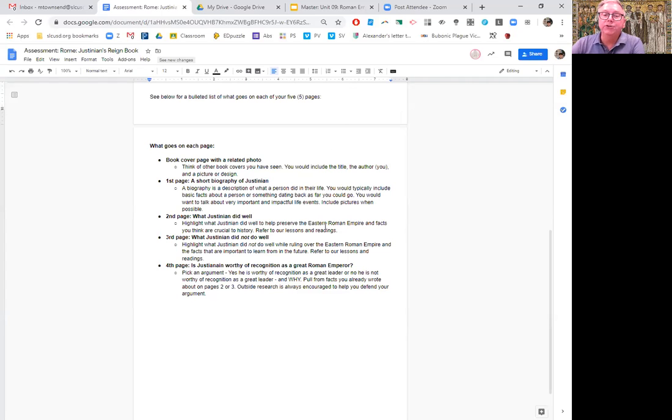The fourth page: is Justinian worthy of recognition as a great Roman emperor? Pick an argument. Yes, he is worthy of recognition as a great leader, or no, he is not worthy of recognition as a great leader. And why? Pull from facts you already wrote about on pages 2 and 3. Outside research is always encouraged to help you defend your argument better.